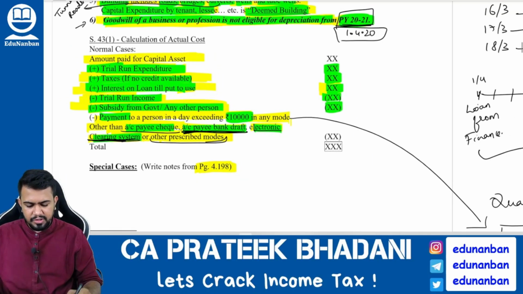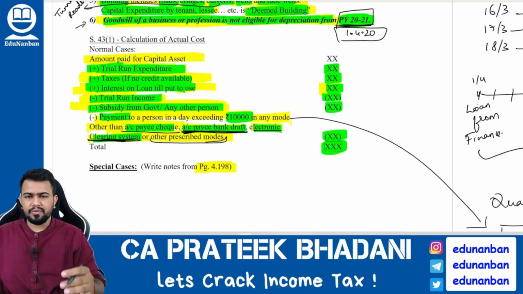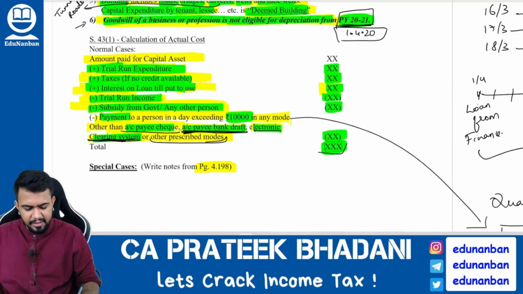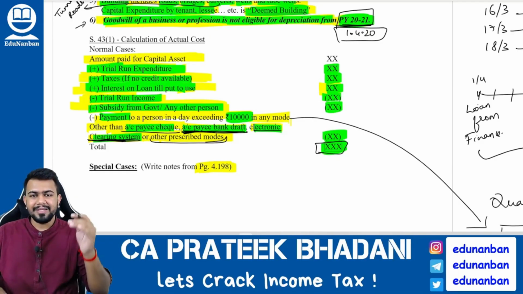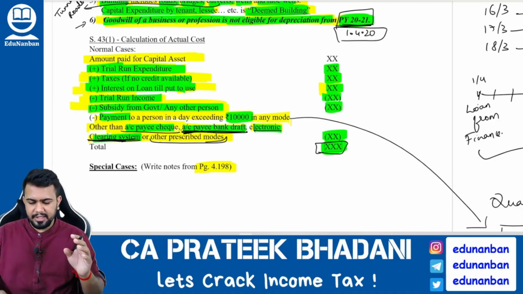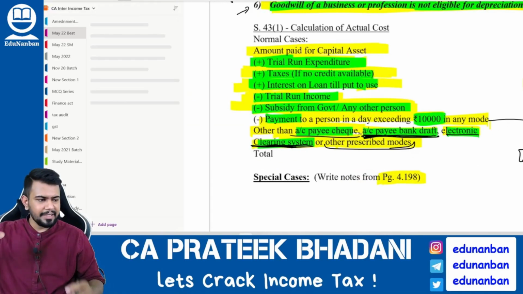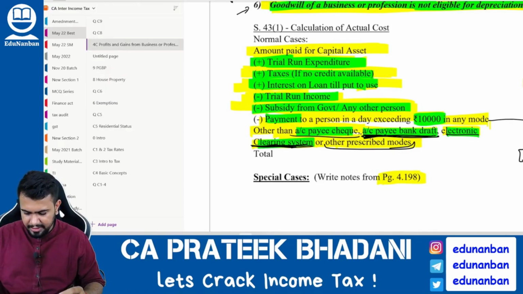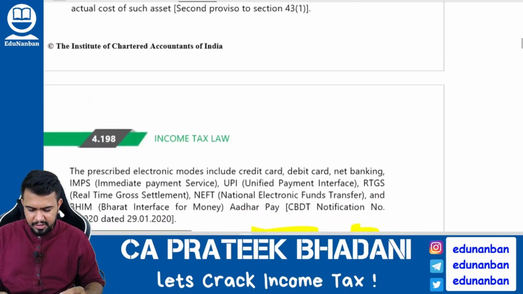You get my point? So by doing all these transaction calculations, you will find out the value of the actual cost. On this actual cost value only you have to find out the depreciation. Now there are some special cases also which are relating to actual cost. Let us see those special cases quickly.